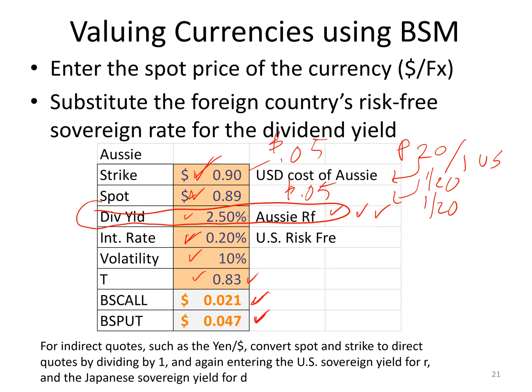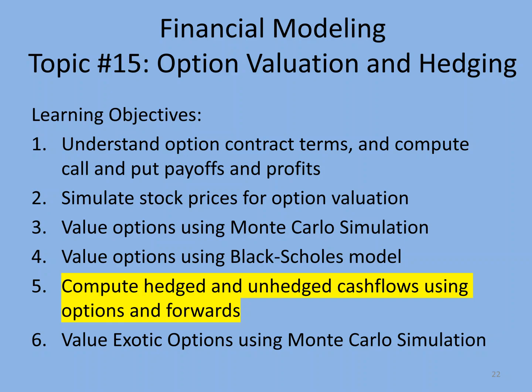If I were going to do the yen, or the Japanese yen, if the yen is trading at 100 yen per dollar, I would convert that to 1 cent per yen, and I'd put 1 cent here for the strike and spot if that were the case. So in this case, I've calculated the Black-Scholes valuations for calls and puts and talked about how to amend that formula or use that formula for the pricing of currency options.